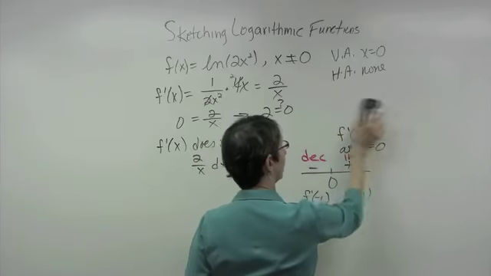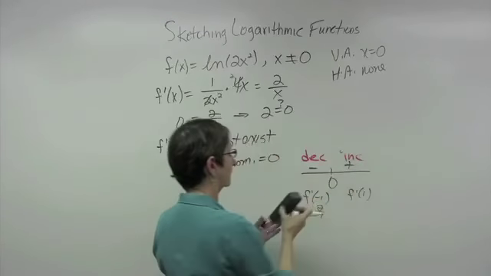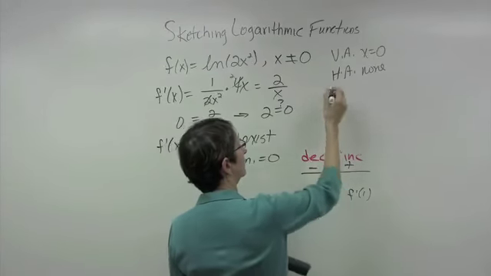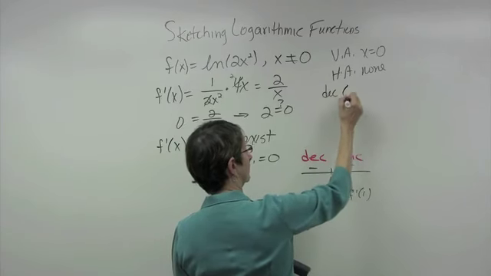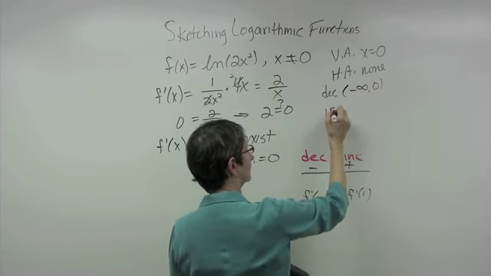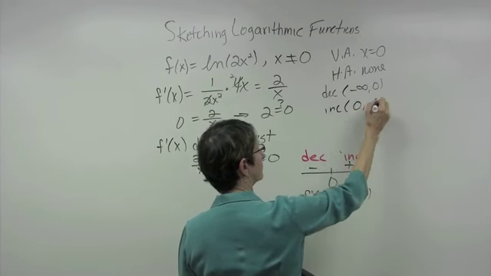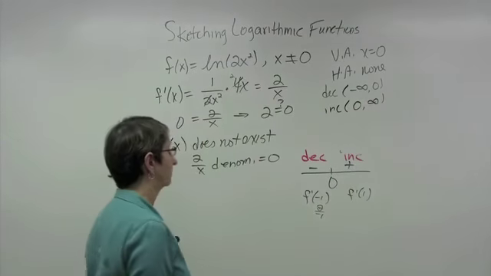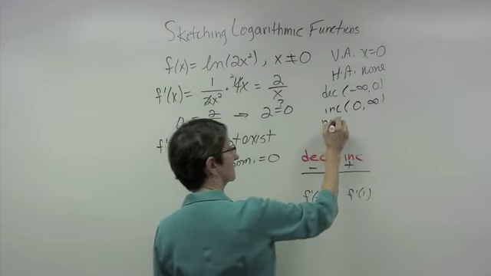Let's see if I can put that up here. Okay. Decrease from -infinity to 0. Increase from 0 to +infinity. No relative min, or no relative extrema.